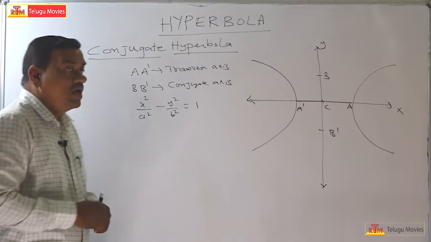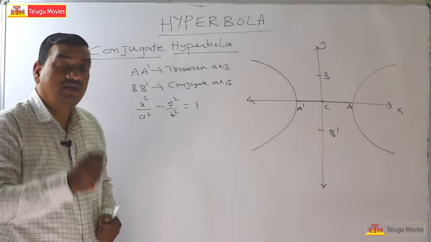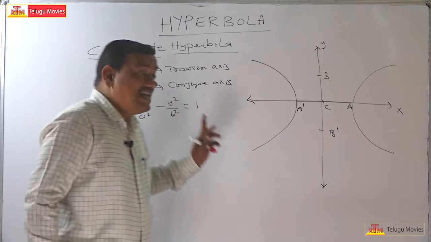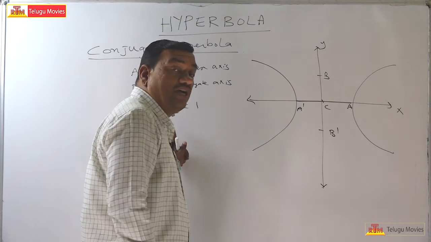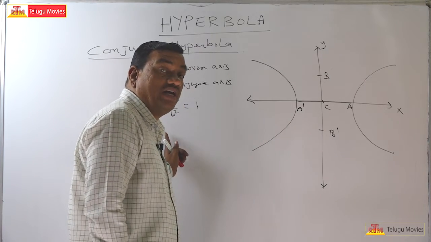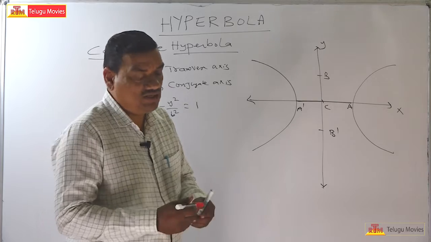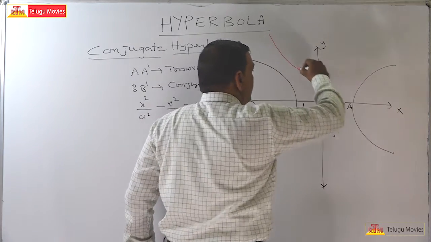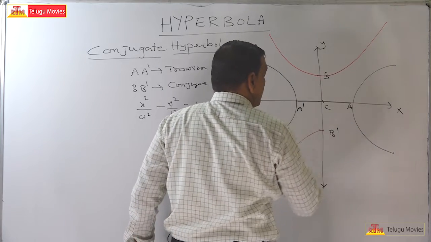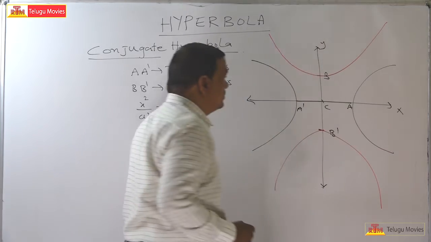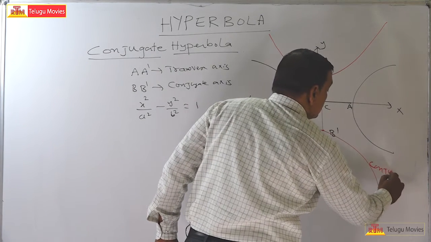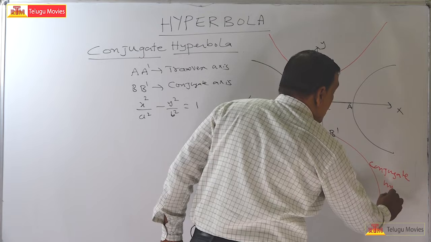Now, a conjugate hyperbola is a hyperbola whose transverse axis is the conjugate axis of this hyperbola and whose conjugate axis is the transverse axis of this hyperbola. Here this is the original hyperbola, and this is the conjugate hyperbola.